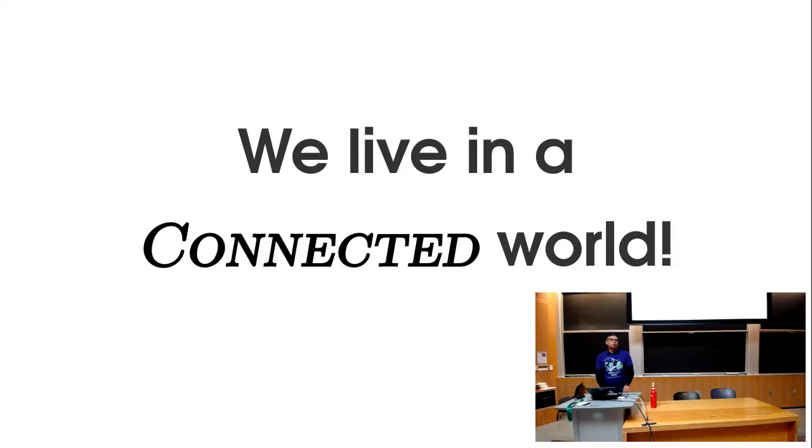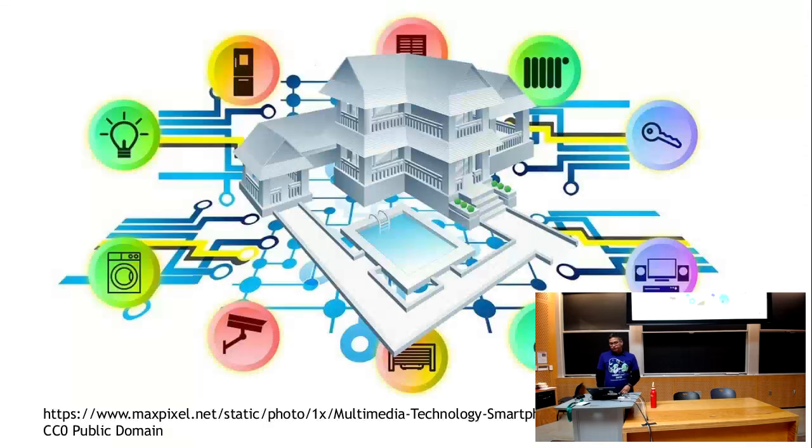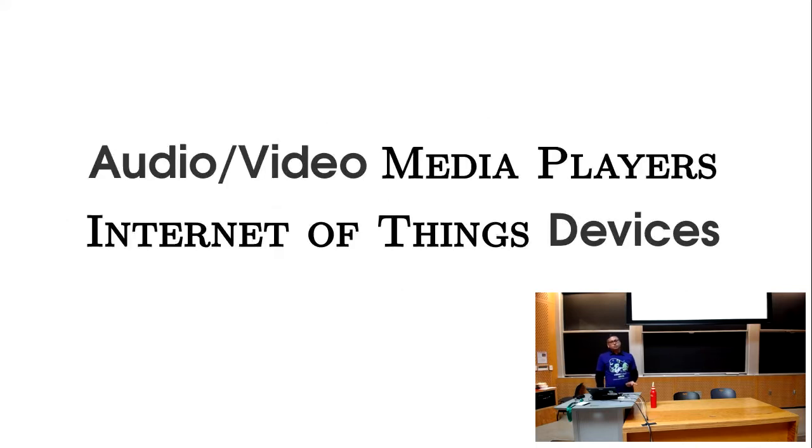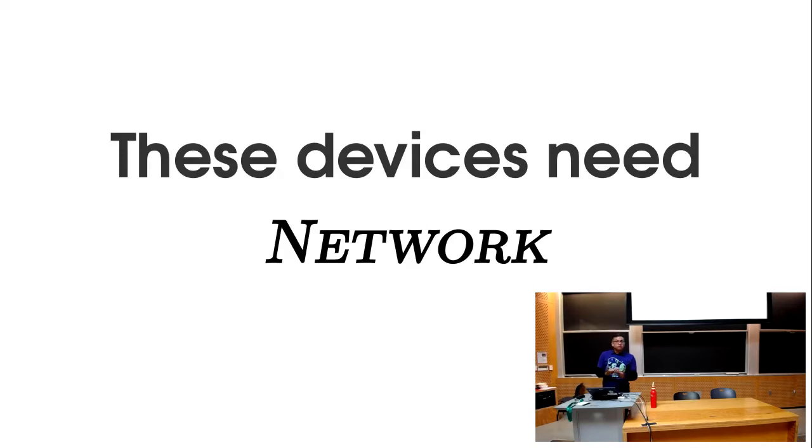So, as we all know, we live in a connected world. This is an example of a smart home, which has all the devices that you can imagine, which makes the home smart. So, to start with, you have handheld computing devices that you call your mobile phones. You have voice-operated virtual assistants like Amazon Alexa or Google Home. There are various home automation systems. You have audio, video, media players, Internet of Things devices, maybe many more kind of devices, which actually need network to talk to each other.